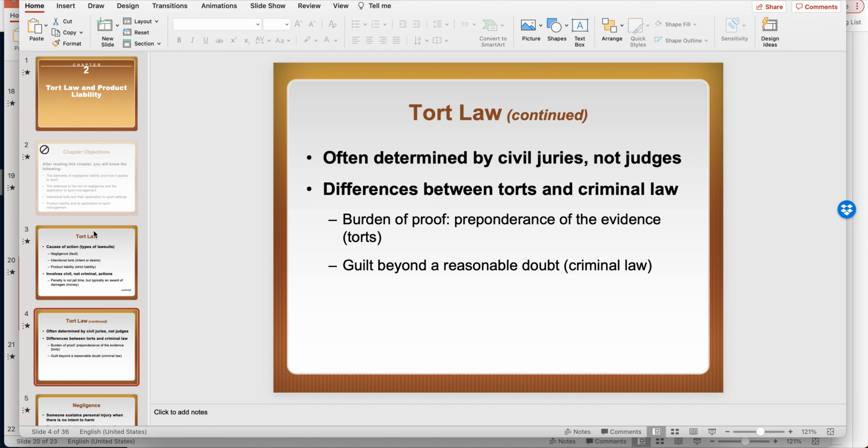A big thing with tort law is just understanding the burden of proof. So there has to be evidence for it to go to trial.